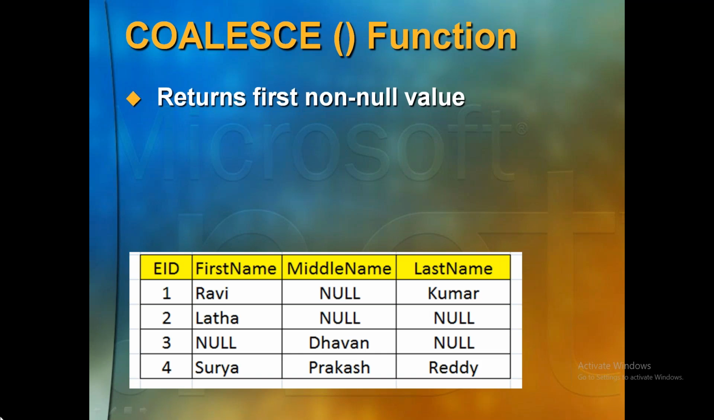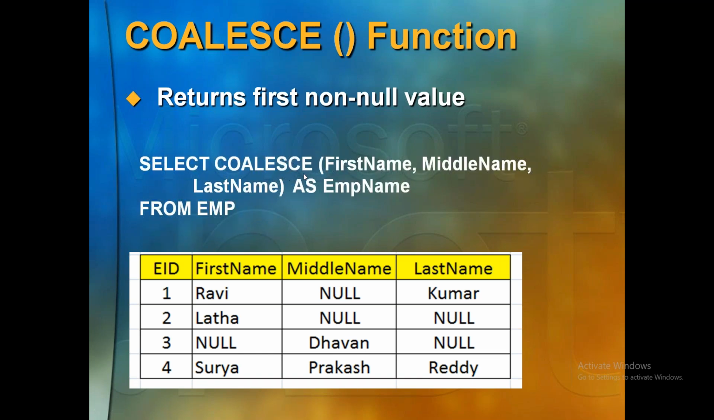Okay, the COALESCE function is going to be returning the first non-null value. For example, I'll say select COALESCE(first name, middle name, last name). I wanted to get, so what is the first non-null value? When I supply these three values, the first non-null value is Ravi in this and Lata in this. In this, what is the first non-null value? That is Dhawan. And in this, the first non-null value is Surya. Clear? So Ravi, Lata, Dhawan, Surya. This is the data you should be able to get. So the COALESCE function is a very, very important function.